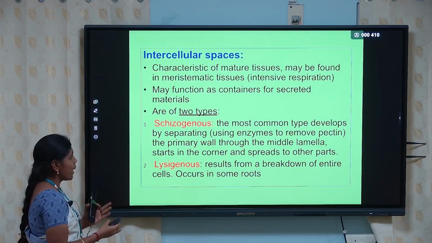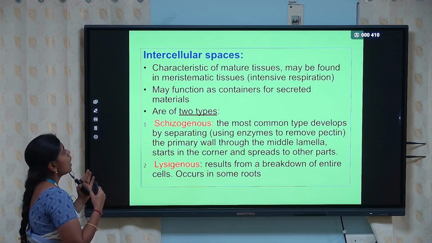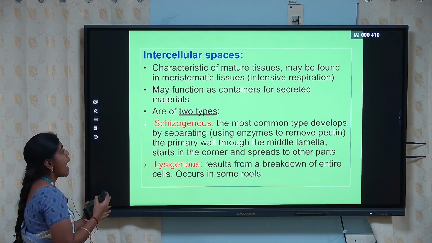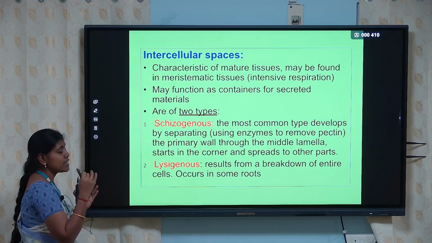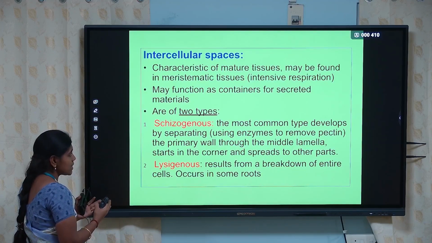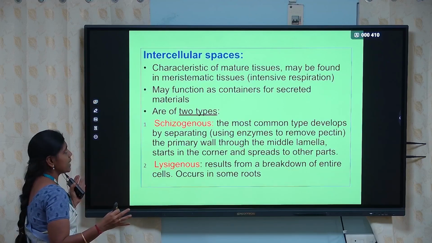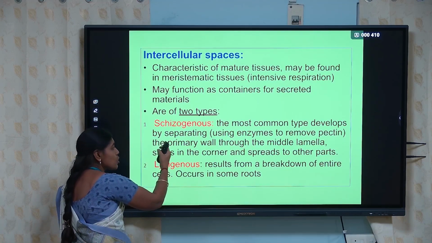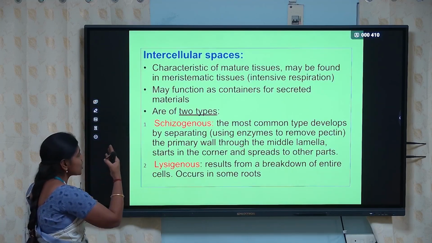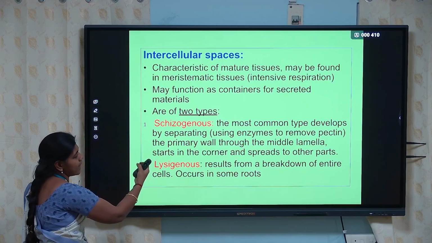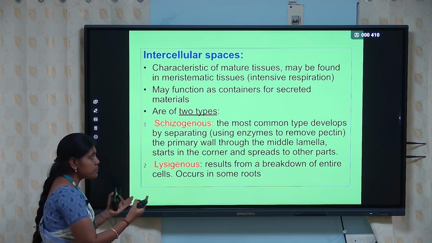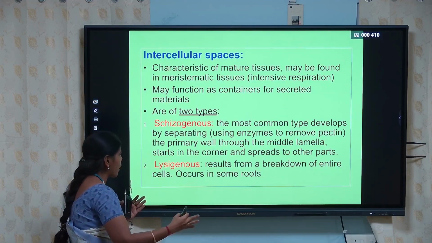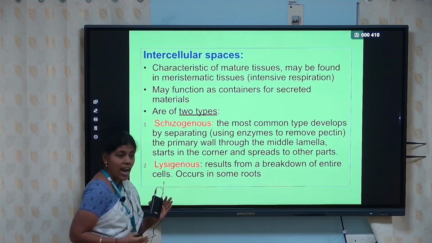So, intercellular spaces. These occur in mature tissues and may be found in meristematic tissue with intensive respiration. They may function as containers for secreted materials. Based on this, intercellular spaces are classified into schizogenous and lysigenous. What is schizogenous? That is the most common type. Enzymes remove the pectin, and the space forms from the corner and spreads to the other parts of the cell.